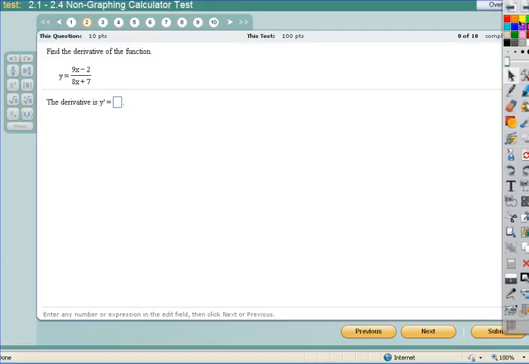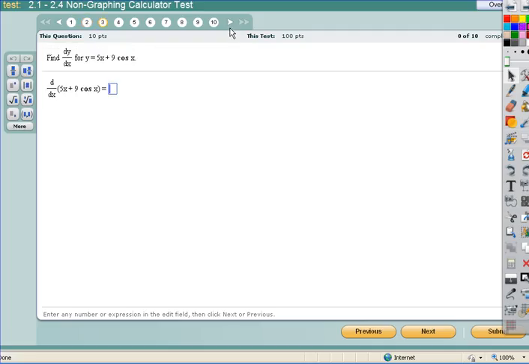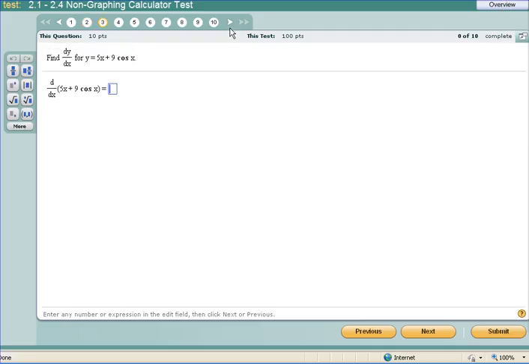Okay, quotient rule. Yeah, straight quotient rule. We're probably okay with that? That's no big deal. There's differentiate term by term, so I'm just going to get 5 minus 9 cosine x. Does that make sense? Derivative of x is 1, so I just get a 5. Derivative of cosine x is negative sine x, so a negative 9 sine x. These are a lot easier than the ones we did yesterday.